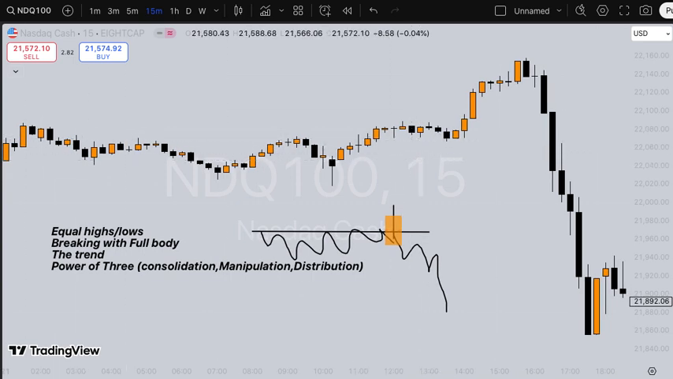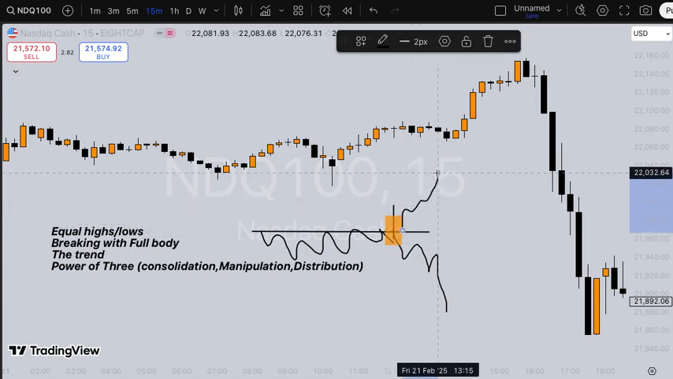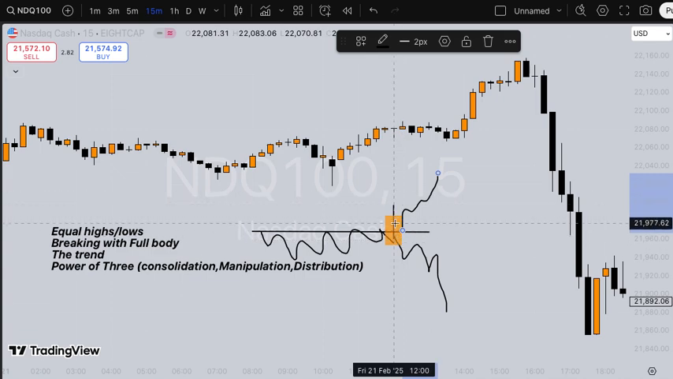I want to show you something. I know you hear the music, but I know you will hear me perfectly. So it must break with a body or a wick. When it breaks with the body, it's a nice perfect indication. It indicates continuation to the upside. But if it breaks with only a wick, it indicates that it was only collecting liquidity.